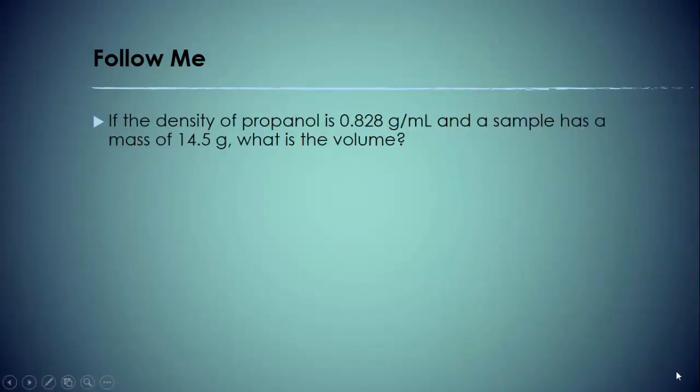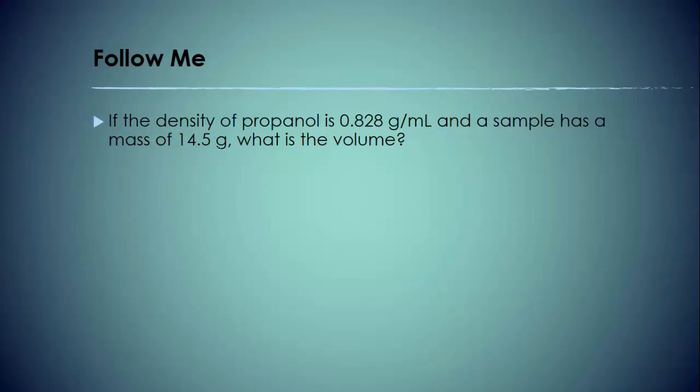Okay. One more thing that we can do with these conversion problems using volume is we can actually use density as one of our conversion factors. If you have a solid substance or a liquid instead of a gas, you cannot use the 22.4 liters per mole. So the way those problems will look is they'll look like this. If the density of propanol is 0.828 grams per milliliter, and you have a sample with a mass of 14.5 grams, what's the volume?